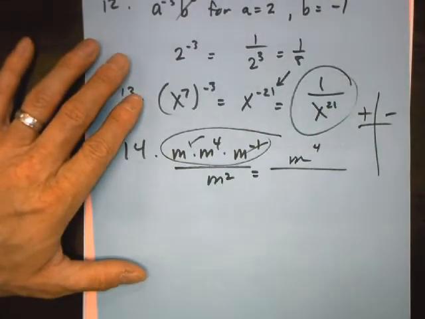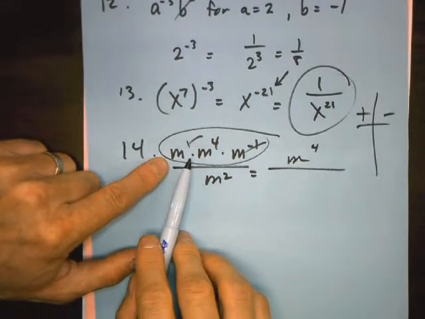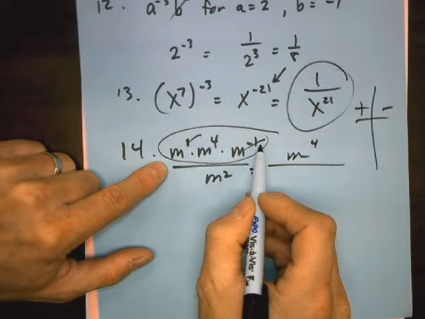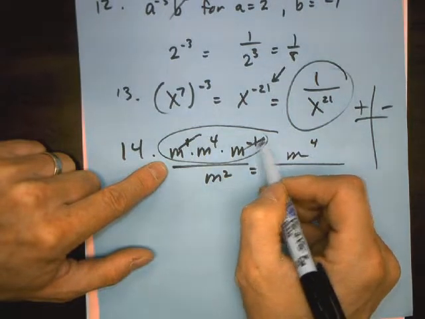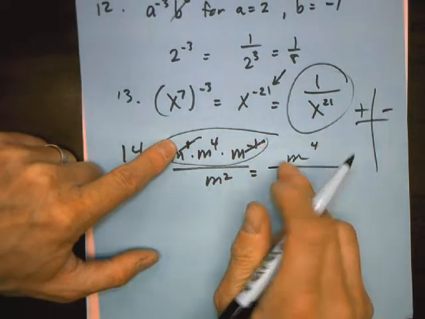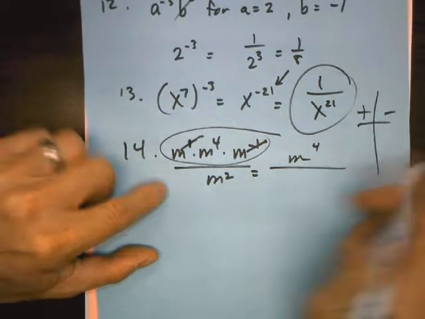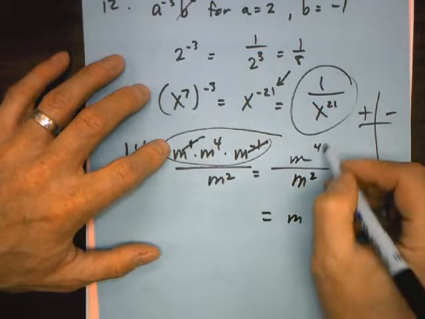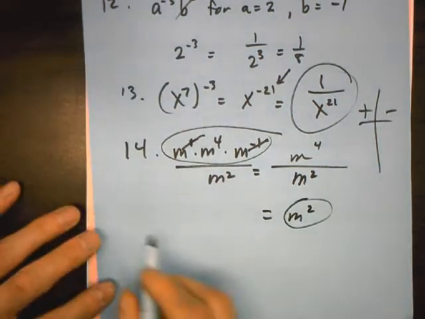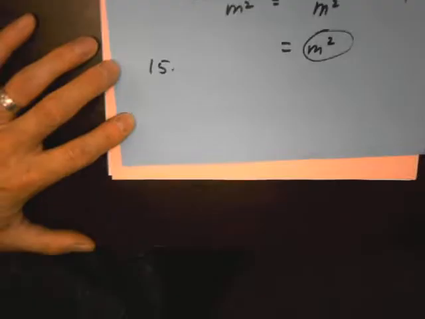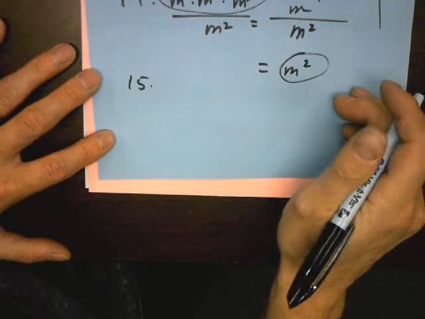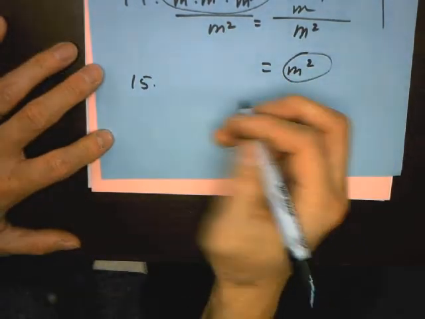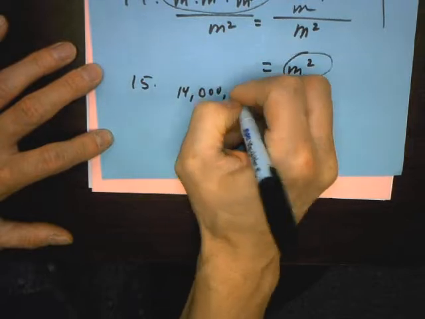Whoops. Sorry about that. Let me say this again here since I lost you. So we have m to the 1st times m to the 4th times m to the negative 1st. So the negative one and the positive one and the negative one cross out. So I have m to the 4th on top. And on the bottom I still have m squared. Okay. Now I copy the base, subtract the exponents. Done.